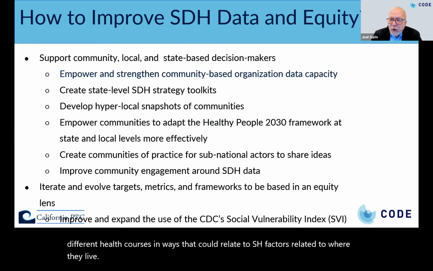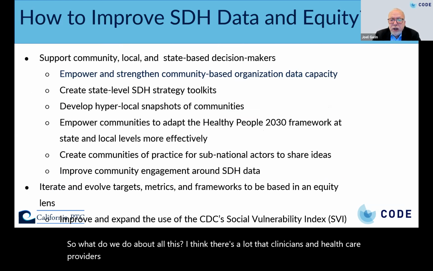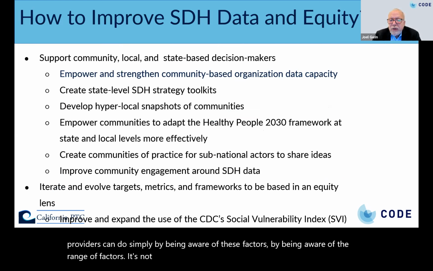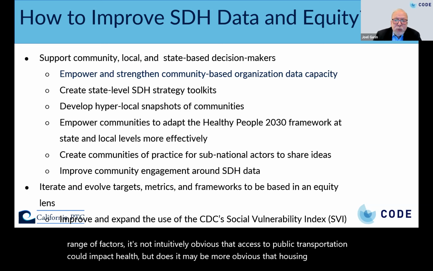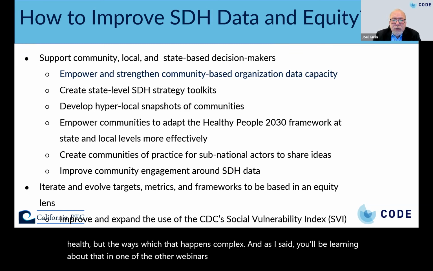So what do we do about all this? Well, I think there's a lot that clinicians and healthcare providers can do simply by being aware of these factors, by being aware of the range of factors. It's not intuitively obvious that access to public transportation could impact health, but it does. It may be more obvious that housing can impact health, but the ways in which that happens are complex. And as I said, you'll be learning about that in one of the other webinars. So part of it is really awareness.